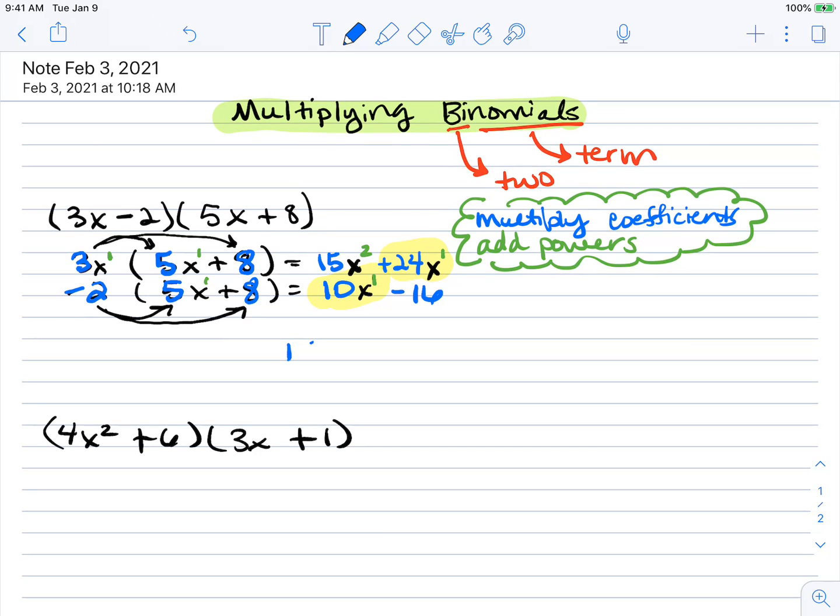I'm going to say, well, I have 15x squared. And then when I combine like terms, oh, I should have written my negative in here. I have 24 and negative 10, which is negative 14x. And I have a negative 16. So that's my answer. Okay.